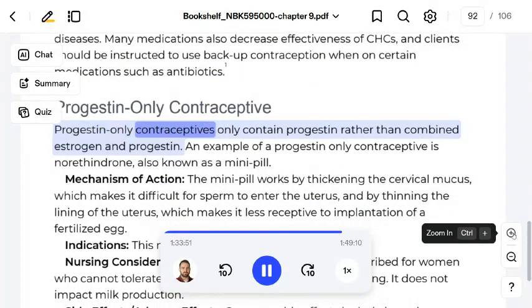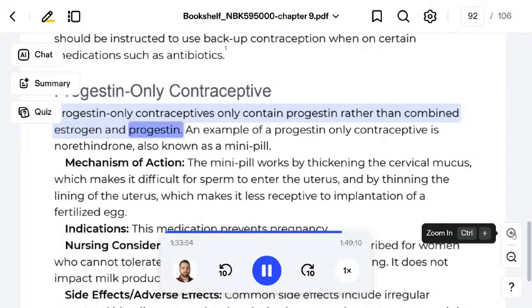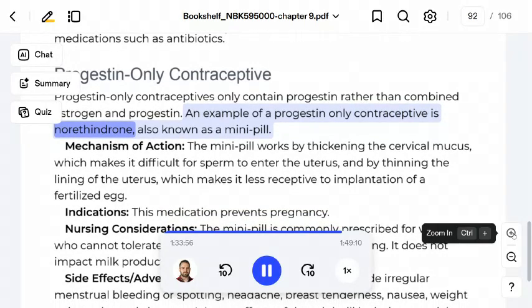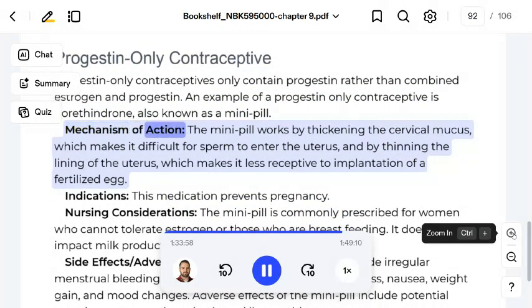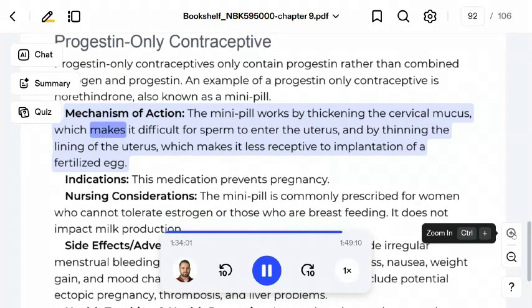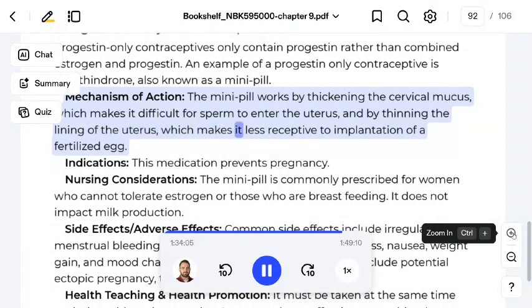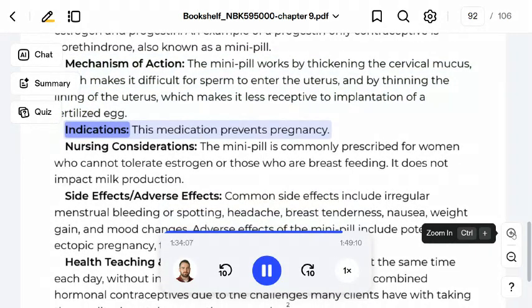Progestin-only contraceptive. Progestin-only contraceptives only contain progestin rather than combined estrogen and progestin. An example of a progestin-only contraceptive is norethindrone, also known as a mini pill. Mechanism of action: the mini pill works by thickening the cervical mucus, which makes it difficult for sperm to enter the uterus, and by thinning the lining of the uterus, which makes it less receptive to implantation of a fertilized egg. Indications: this medication prevents pregnancy.